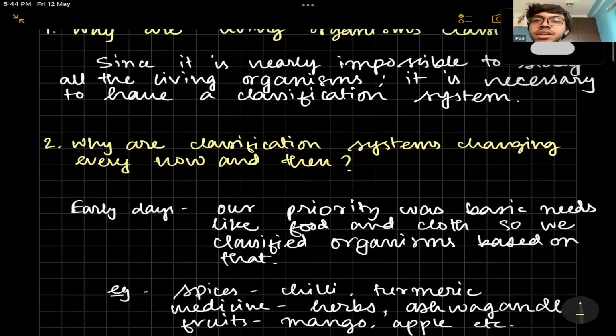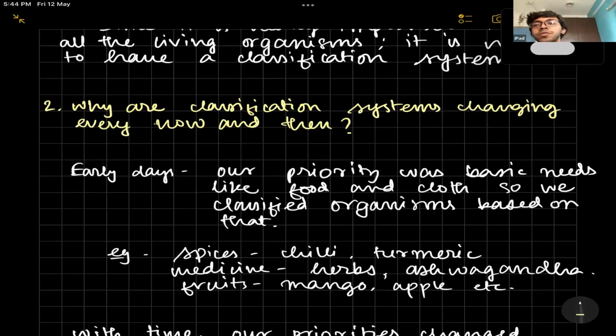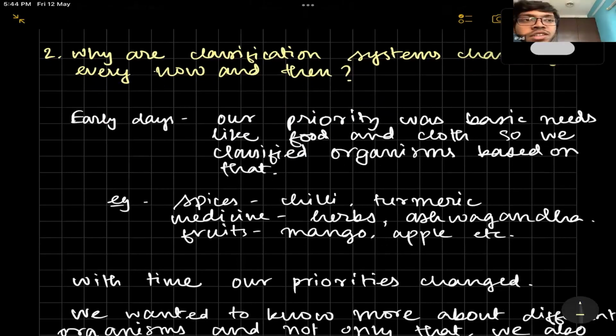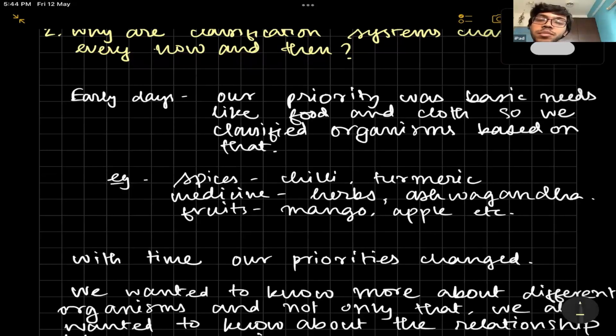Now coming to the second question, why is the classification system changing every now and then? If you look at the history, the classification system has existed from really far in the past. In the earlier days, when humans used to hunt for their food, shelter and clothes, our priority was based on basic needs like food, clothes, and shelter. That's why at that time we classified organisms based on their uses and the source of food. For example, we classified plants as spices, like chili and turmeric.